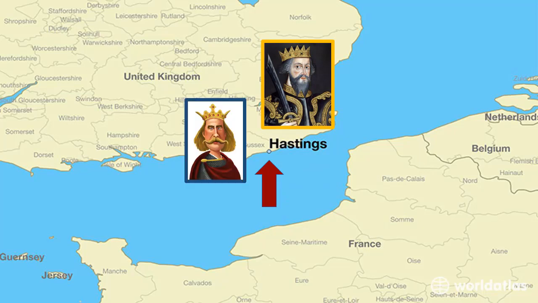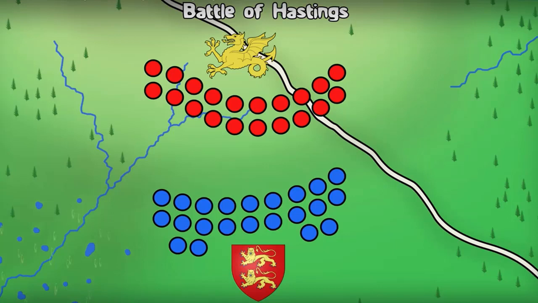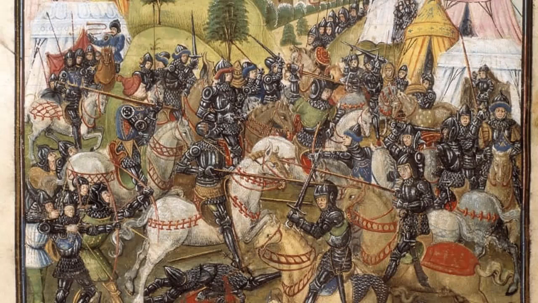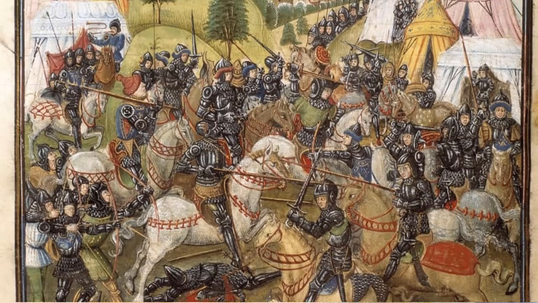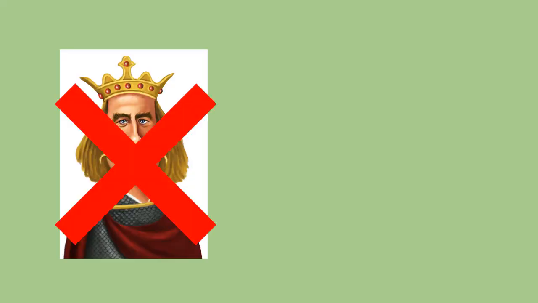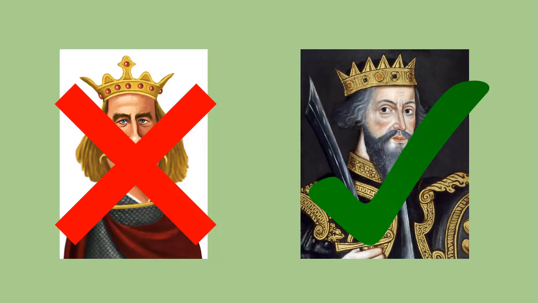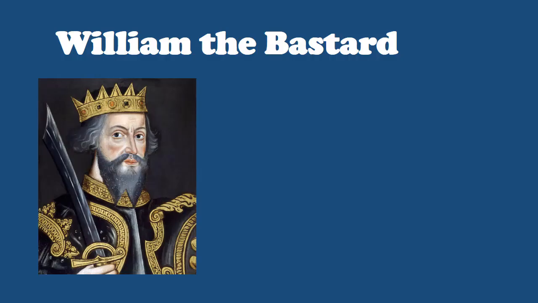Harold and William met on the 14th of October, 1066. Both sides prepared themselves for the Battle of Hastings. Long story short, because Harold and his army were exhausted, or perhaps for other reasons, Harold was killed and the English were defeated. And William eventually won the battle. He was no longer just a bastard, he was William the Conqueror.